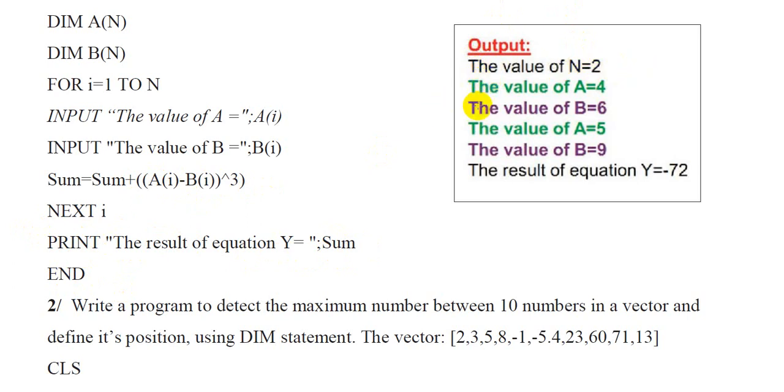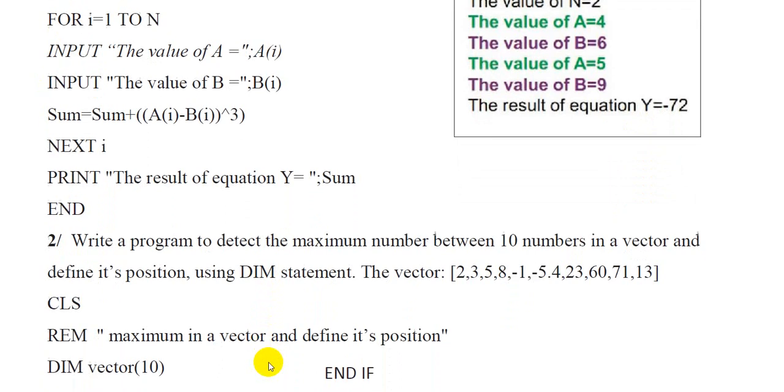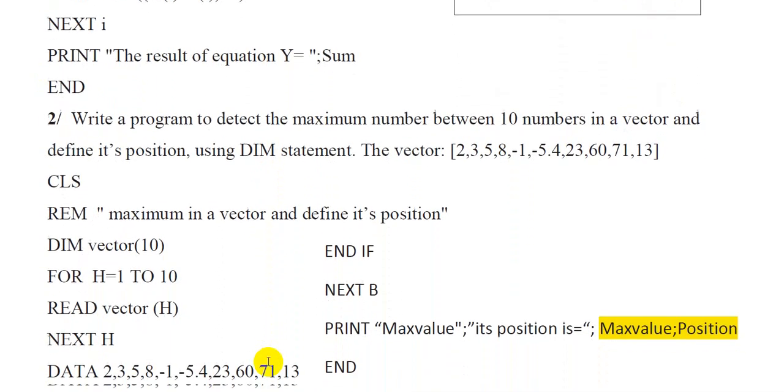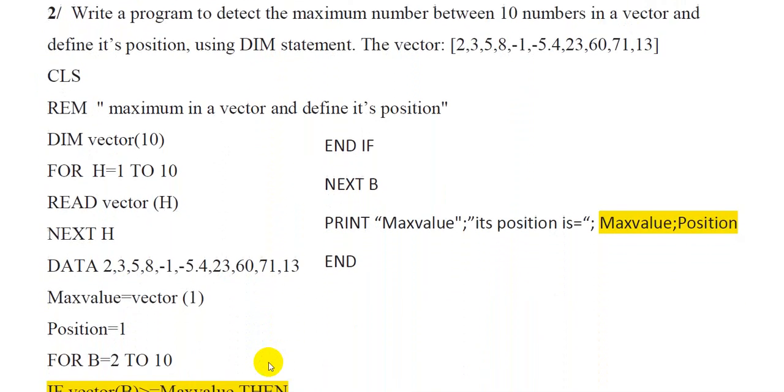The value of n equals 2, the value of a equals 4, the value of b equals 6, and the value of a equals 5, and the value of b equals 9. The result of the equation for the value of y, by using the summation, equals 72, as well as the counter summation, as indicated by the source code.